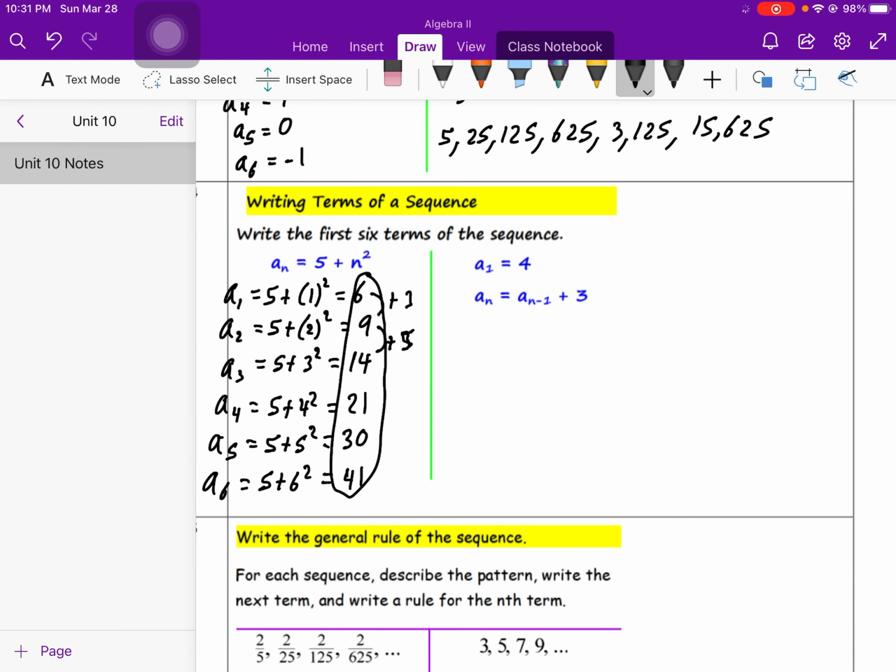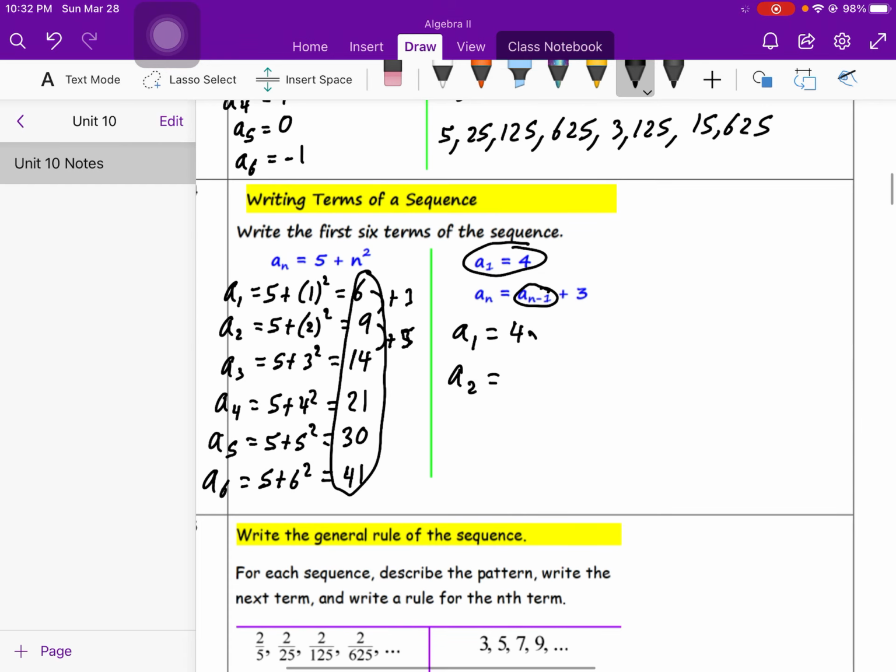Now this next one here, you have to be careful. This is called a recursive formula because it requires you to understand what the very first term in the sequence is. So that's given for us. But to find a of 2, you have to look back. Remember this a of n minus 1, that's just the previous term. So a of 2, the previous term, is going to be 4 plus 3, which is 7.